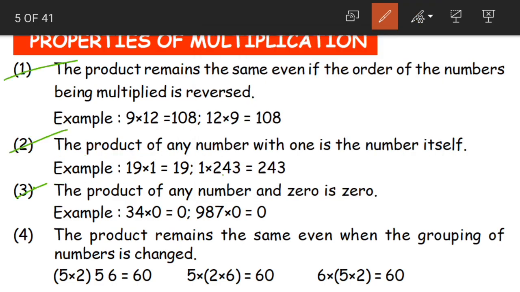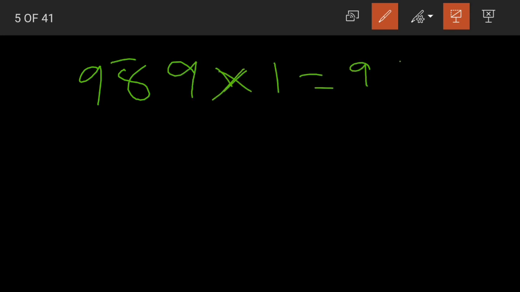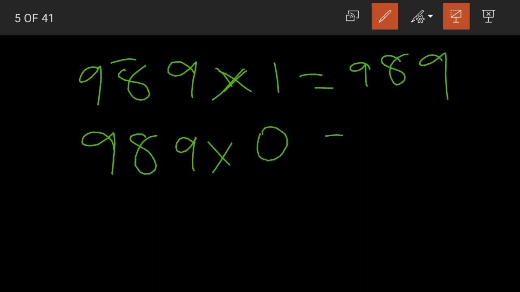Coming to property number 3. The product of any number and 0 is 0. Example, 34 into 0 is equal to 0. 987 into 0 is equal to 0. Again, just now we have learnt about 1. Suppose if I multiply 989 with 1, the answer will be 989 only. Now what if I multiply the same number with 0? 989 into 0 is equal to 0.